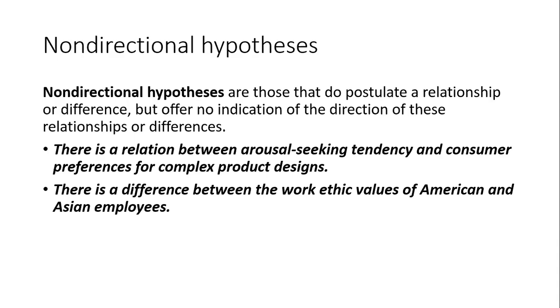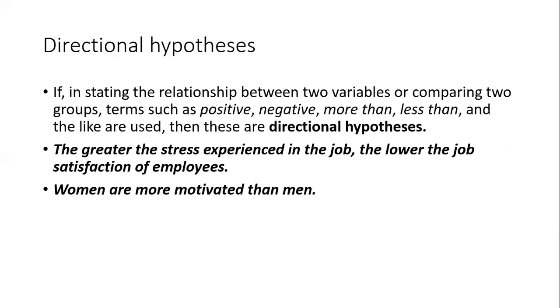Let's see the example. There is a relationship between arousal seeking tendency and consumer preferences for complex product design. अब इन्होंने कहा there is a relationship. They have not written there is a positive relationship. When there is no positive or negative word, okay, when there is nothing like an increment, ठीक है, then it means this hypothesis is non-directional. This hypothesis is non-directional. So in RP1, RP2, we have an option. Either we can develop the non-directional hypothesis or the directional hypothesis.